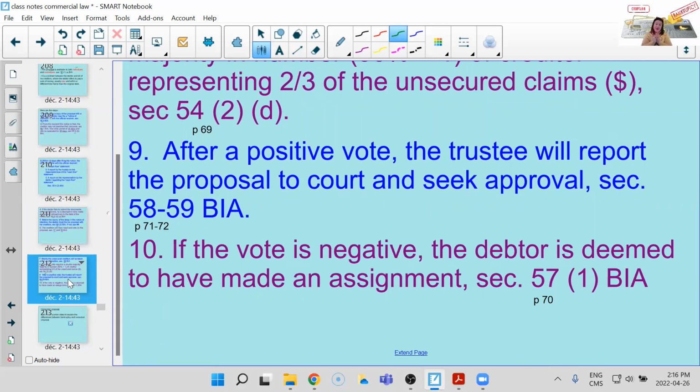One thing that you have to remember is if at any point there's a problem with the Division 1 proposal, for instance, it's not accepted by the creditors, or if you're in default of the Division 1 proposal, the consequence is automatically bankruptcy. So if you are under a Division 1 proposal and for any reason you don't make a payment for a given month, what is the consequence? You're deemed to declare bankruptcy. Okay, so it's very drastic.